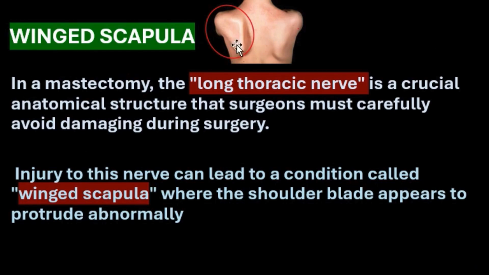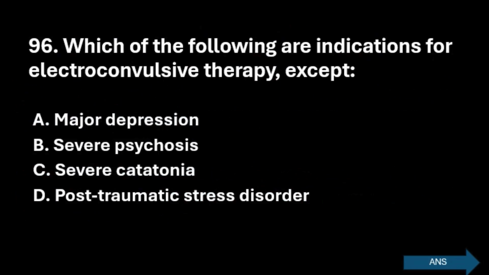This is the winged scapula. You can see the diagram here. In a mastectomy, the long thoracic nerve is the crucial anatomical structure that surgeons must carefully avoid damaging during surgery. Injury to this nerve can lead to a condition called winged scapula. Here you can see the shoulder blade appears to protrude abnormally. This is protruding here, the shoulder blade. That is winged scapula. So the long thoracic nerve should be handled carefully during surgery.